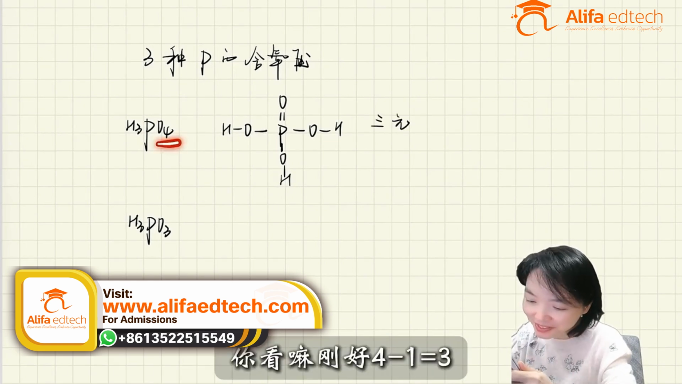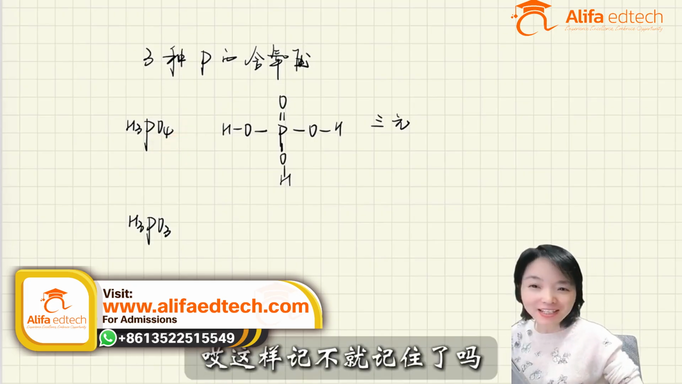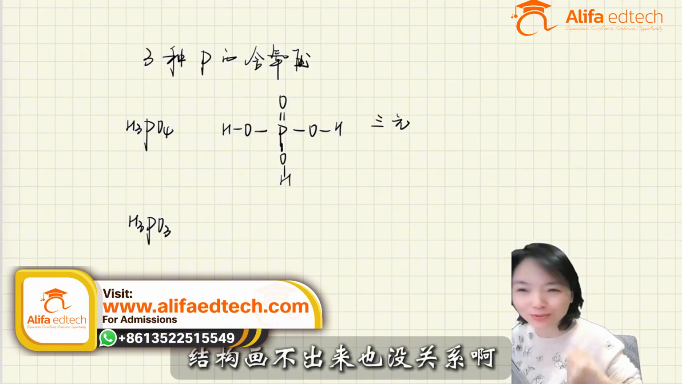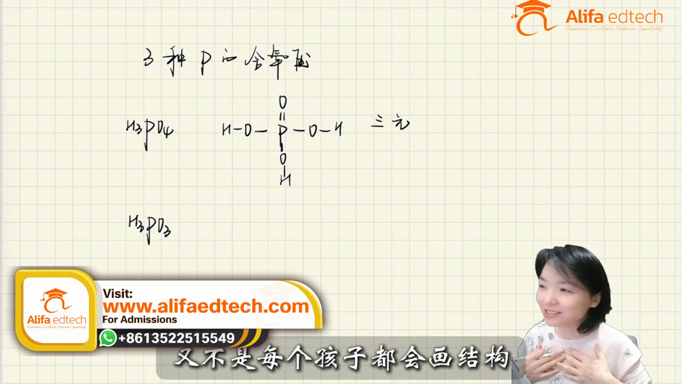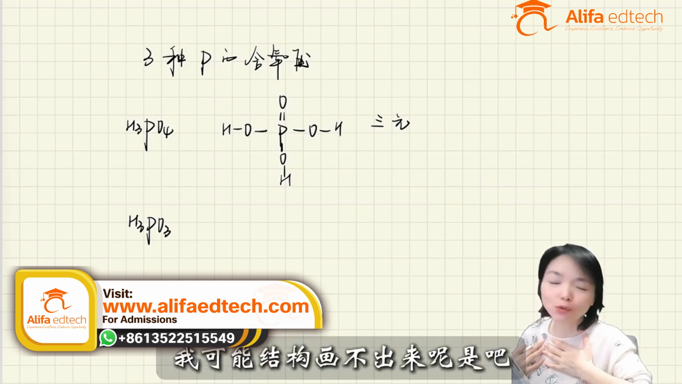Understand? Look, 4 minus 1 equals 3. Isn't that easy to remember? After writing it out, I suddenly realized, wow, isn't this easy to remember? It's okay if you can't draw structures. Not every student can draw structures.